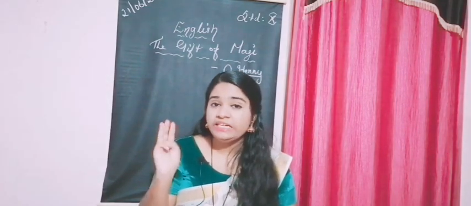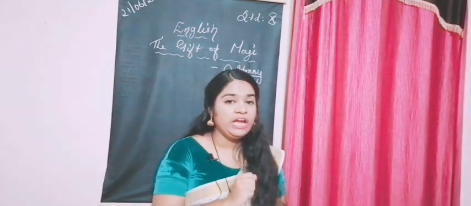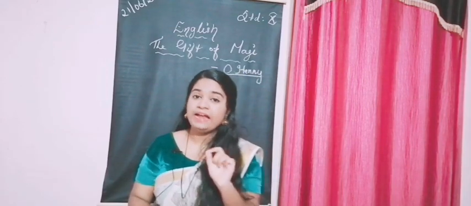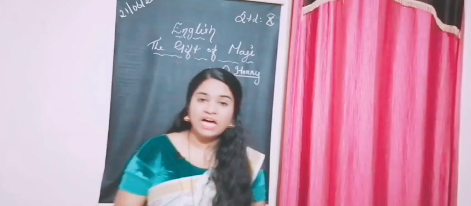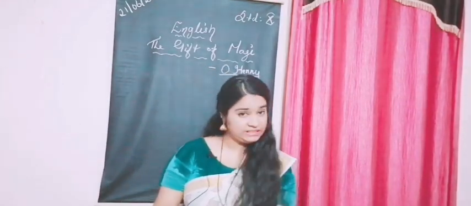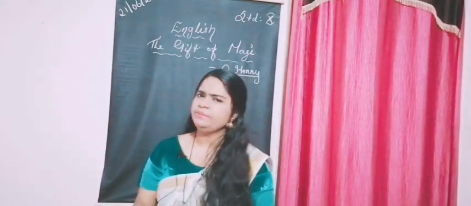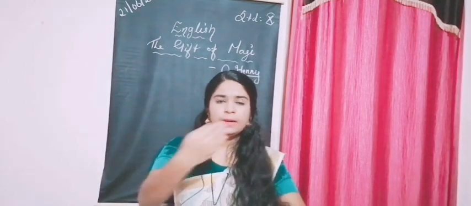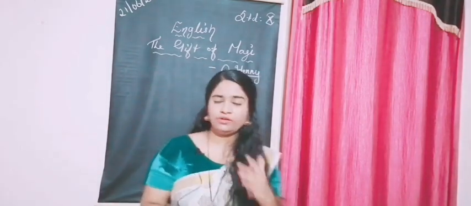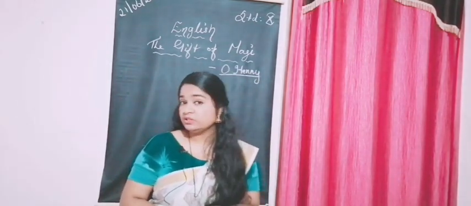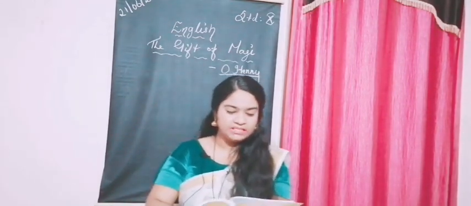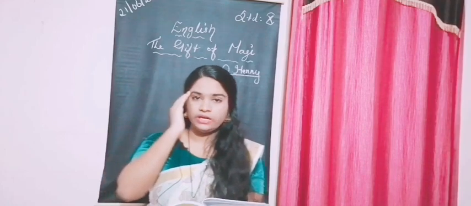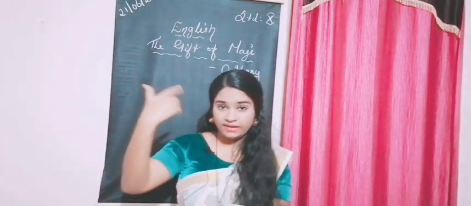What are they indicating by saying she counted 3 times, but still it was just $1.87? And the last line says the next day would be Christmas. That means it was Christmas Eve, the previous night of Christmas. Okay, so once more, shall I read that paragraph? I'll read it fast so that now you have to try analyzing it.